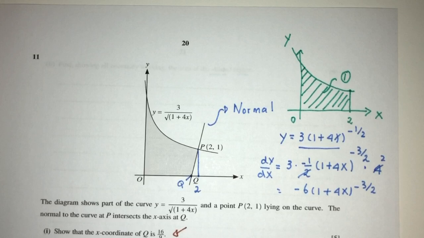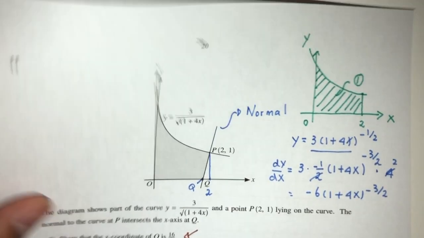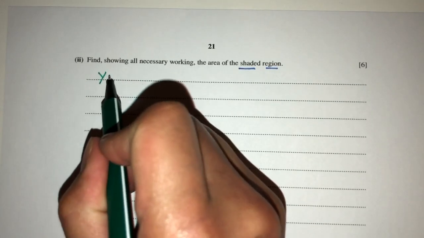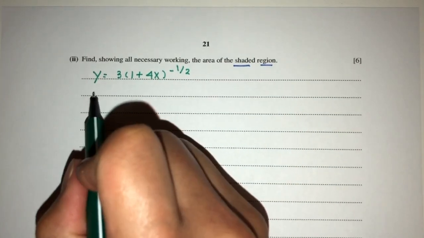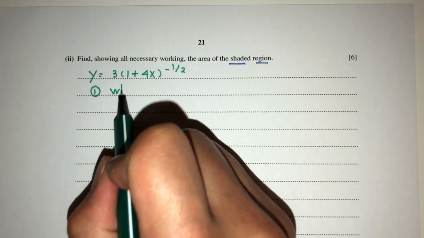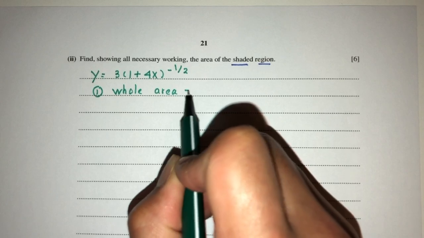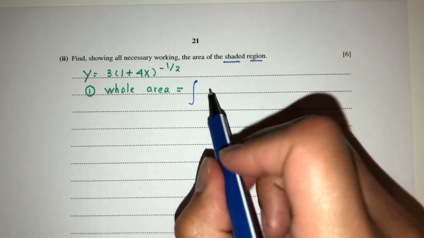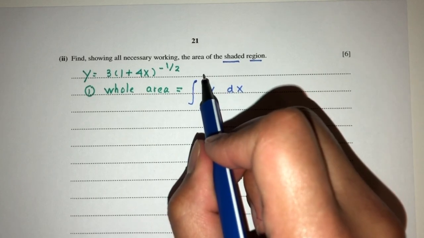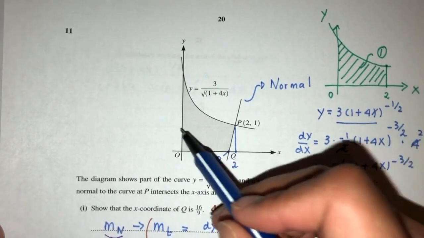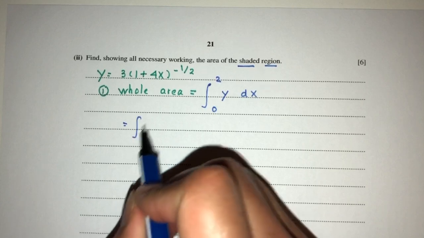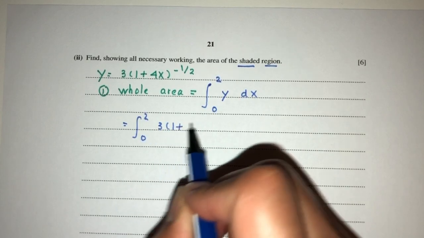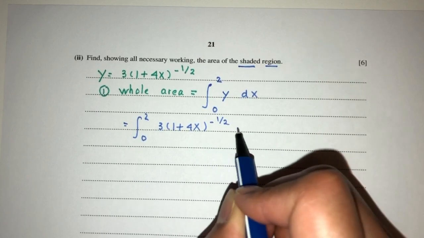Now, how can you find area in the graph? You can use integration. Very simple. We know y is given to us by the equation 3(1 plus 4x) to the power minus half. So area number 1, which is the whole area, is given by the integration of y dx between the limits of 2 and 0. As you can see right here, this is the point 2, and 0, the limits of these two. Now let's see what happens. Here we have the integral from 0 to 2 of 3(1 plus 4x) to the power minus half dx.